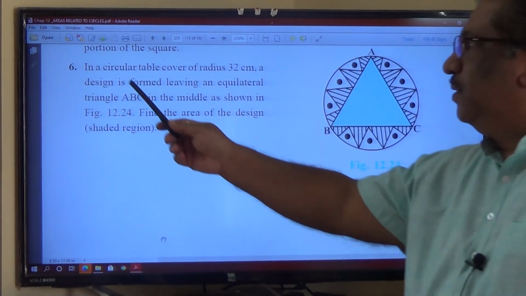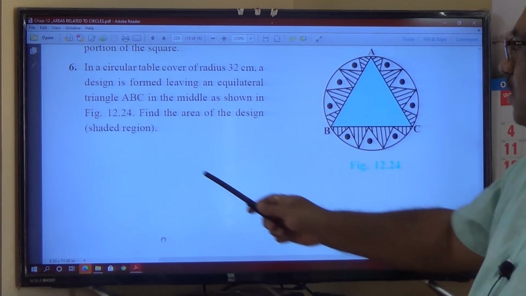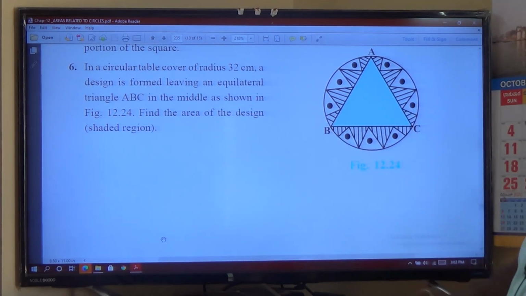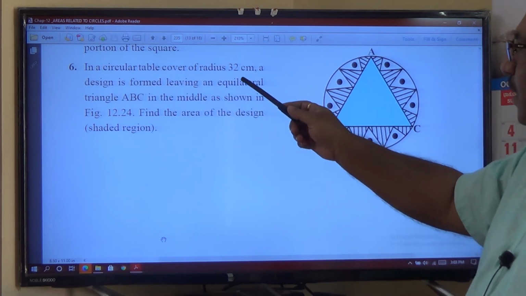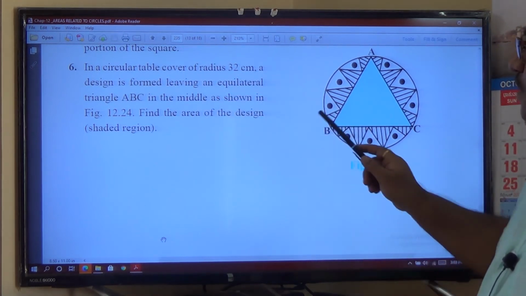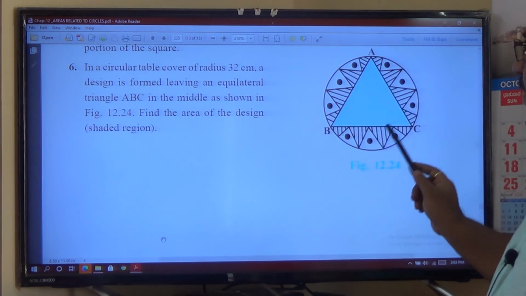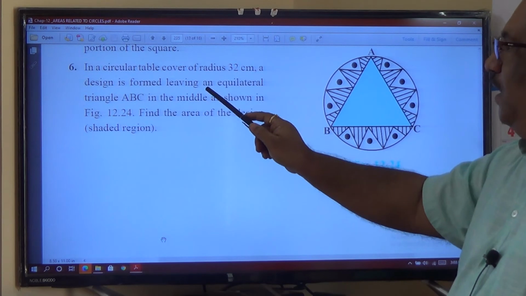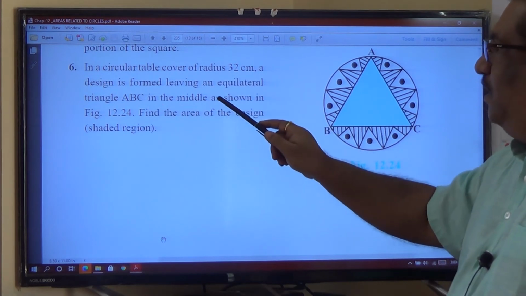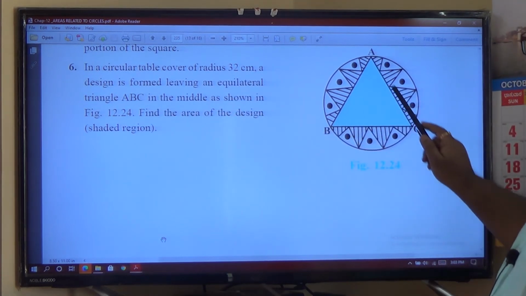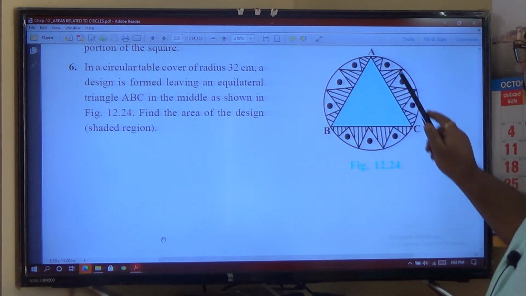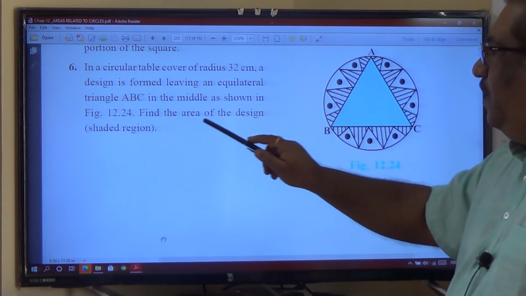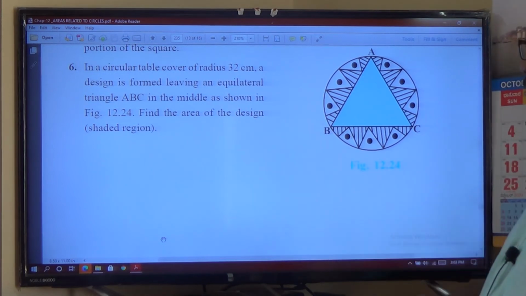Question number 6. This is figure 12.24. Question number 6 refers to this diagram. In a circular table cover of radius 32 centimeter, a design is formed leaving an equilateral triangle ABC in the middle, as shown in the figure. Find the area of the design, that is the shaded region.